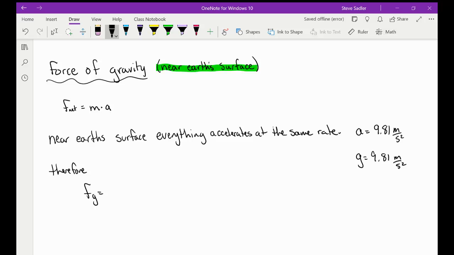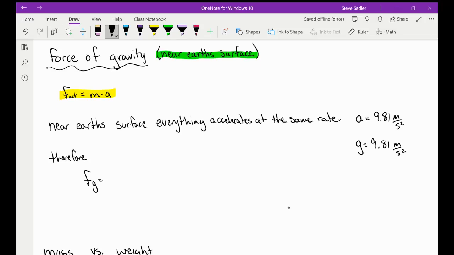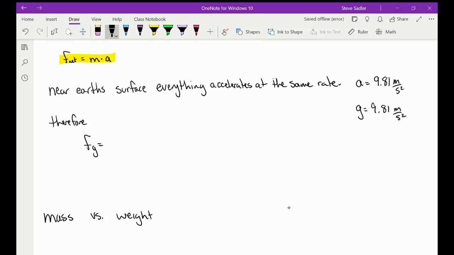So that has become a constant. Acceleration due to gravity, we call it small g, which is 9.81 meters per second squared. So we can revamp F is equal to ma into the force of gravity formula, which is F g, force of gravity, is mass times gravity, where the little g is acceleration due to gravity.